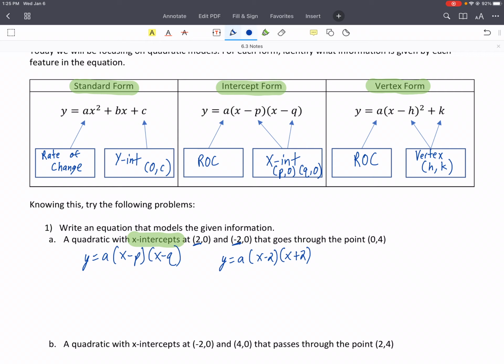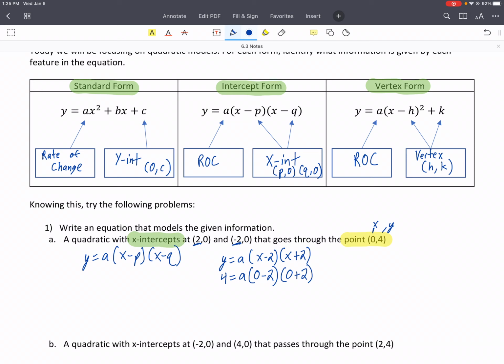But now, guys, to get our final equation, we have to solve for a, and that's where this point comes into play, a point at (0, 4). So 0 is the x value of that, 4 is the y. What we have to do is plug those into the equation that we just made, and then solve for a. Anytime we see y, we plug in a 4. So we have 4 equals a times (0 minus 2) times (0 plus 2).